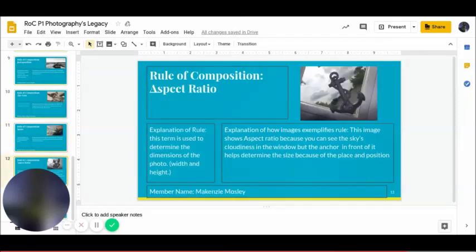Rule of composition, aspect ratio. This term is used to determine the dimensions of the photo, width and height. This image shows aspect ratio because you can see the cloudiness in the sky in the window, but the item in front of it helps determine the size because of the place and position.